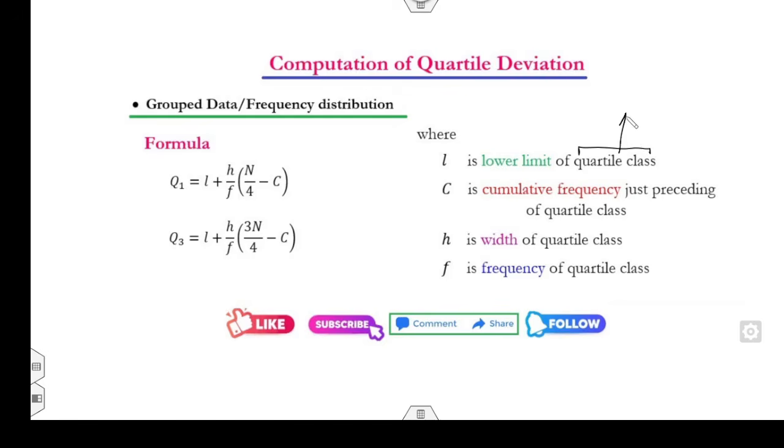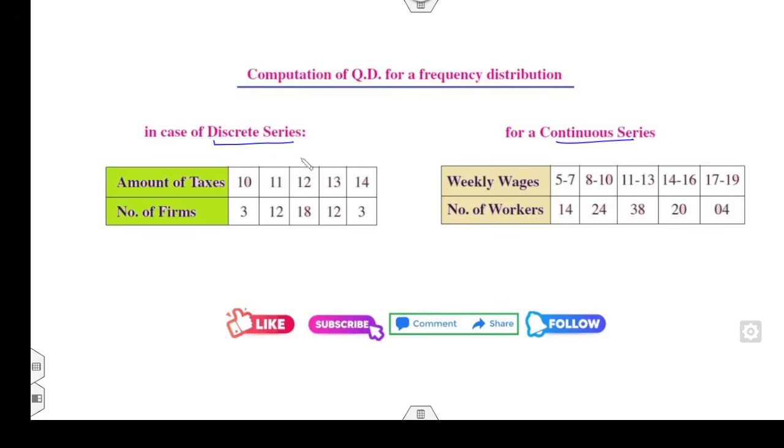Fine. First of all, we will find the quartile class. Fine. And then we can find the lower limit. C is the cumulative frequency just preceding the quartile class. I will explain this to you with an example. If you look at this example, in this case, what is the H? H is my width. Fine. There is a gap of 2 in all of them, so H is my 2. While in the case of the discrete, H will be my 0.